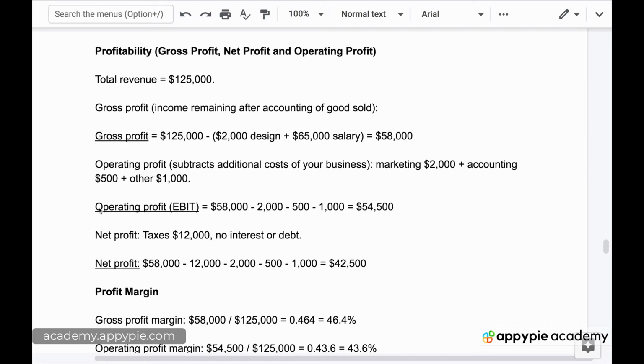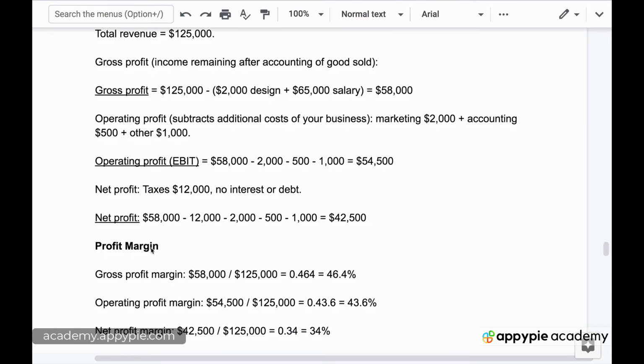Then we keep going. The operating profit basically takes additional expenses. For example, I have marketing cost, accounting cost, other costs, and these are listed here. And you would figure out what those additional costs are for you, and you would just subtract them further from the gross profit. So I ended up with $54,000 as my operating profit. And the net profit, basically, you subtract things like taxes, interest, or debt. So basically, just further subtract, and you get those numbers.